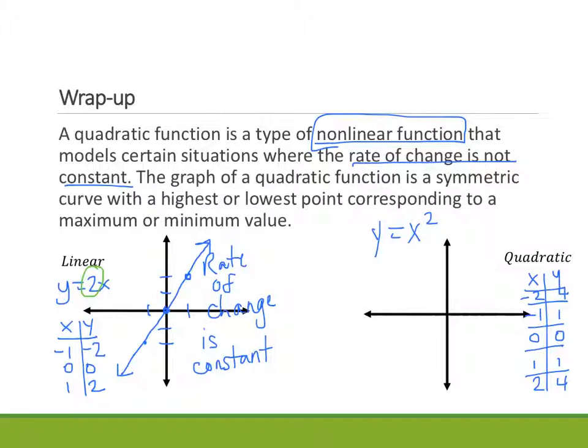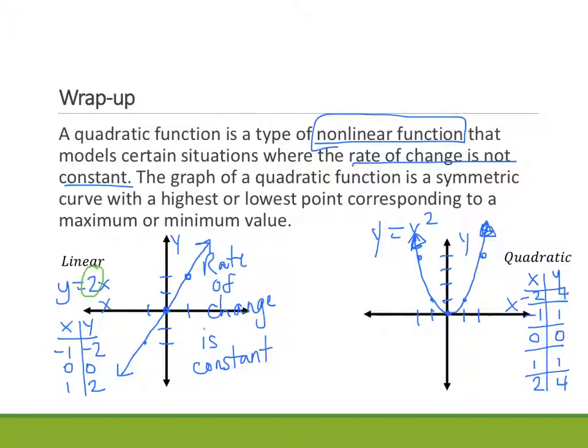Now, my rate of change is not constant, and this is going to produce a situation where I have a curve. So this is x, and this is y. I should have labeled these as well. And so negative 2, 4, negative 1, 1, 0, 0, 1, 1, 1, 2. I get this U-shaped curve, like so. Remember, that's because the rate of change is not constant. Therefore, this is not linear.